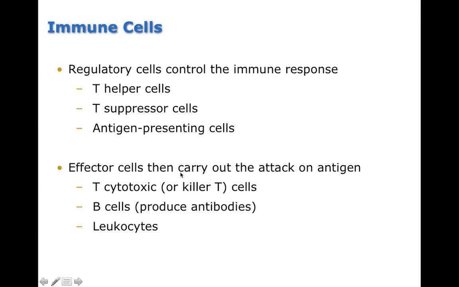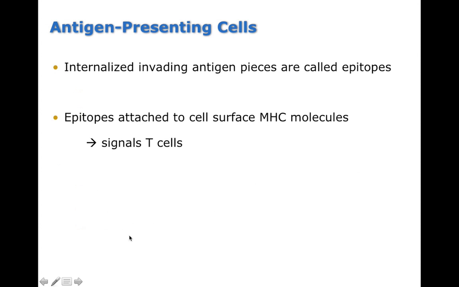And then the effector cells here actually are the ones that really carry out the direct attack on an antigen. And so some of the effector cells of your immune system would include your cytotoxic T cells, your B cells, which when they're activated, we call them plasma cells, and they produce antibodies that can specifically attach to a foreign antigen. And we also have different types of leukocytes that can help to remove foreign antigens directly.